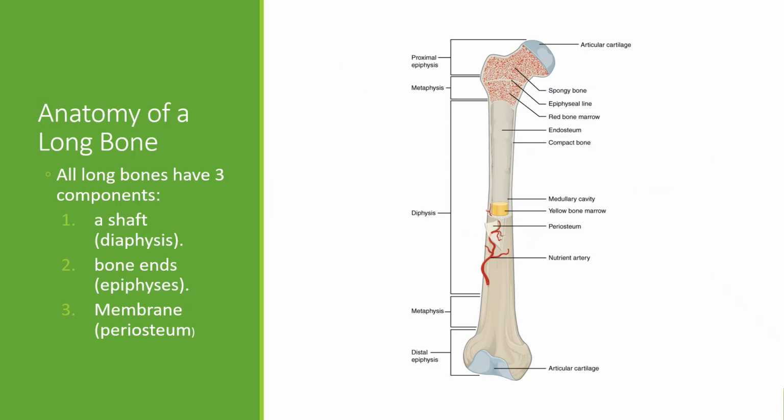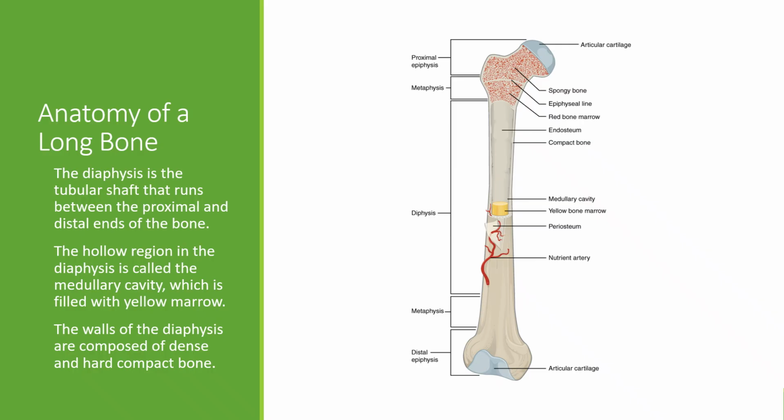We're going to look at the anatomy of a long bone. So remember, these are longer than they are wide, and we are looking at a left femur here. So there's three components to all of our long bones. There is the diaphysis, which is the long cylindrical portion of the bone, the epiphyses, which are the top and bottom, the heads of the bone, and the membrane, which is the periosteum around the outside. So all bones have those features, and then they have some other features we're going to talk about too.